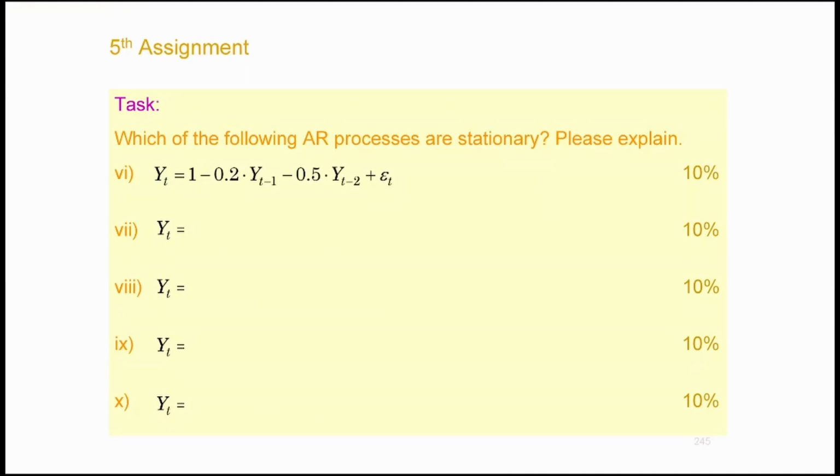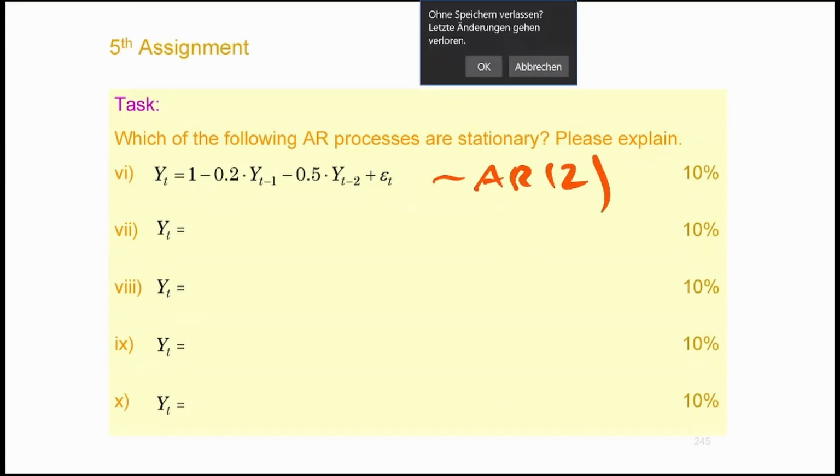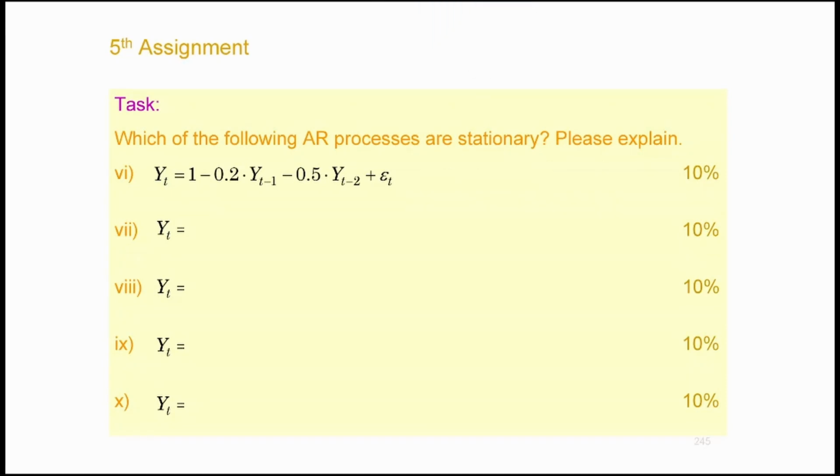1 minus 0.2 times y t minus 1 minus 0.5 times y t minus 2. This is an AR2 process. That's going to be easy. So sometimes you have easy ones. That is also an easy one. This is also an easy one. Again, you need to find these roots. The only issue is if you have complex ones. I'm going to show you how to deal with complex numbers a little bit. I'll give you a hint, and then I would like you to look it up.